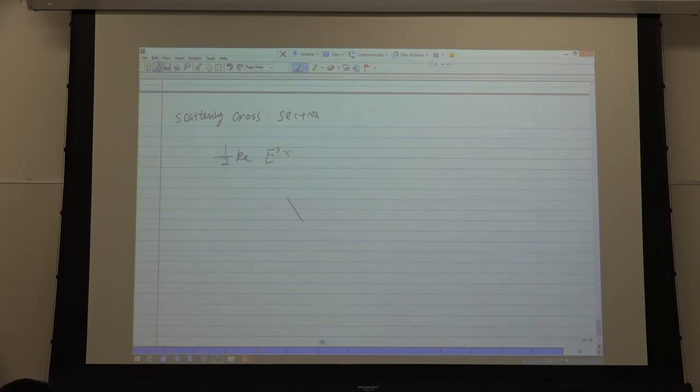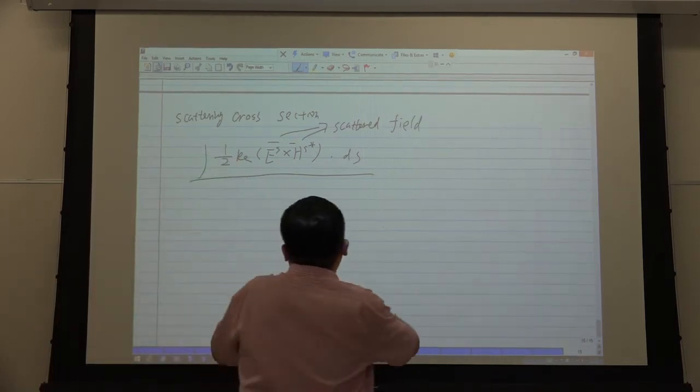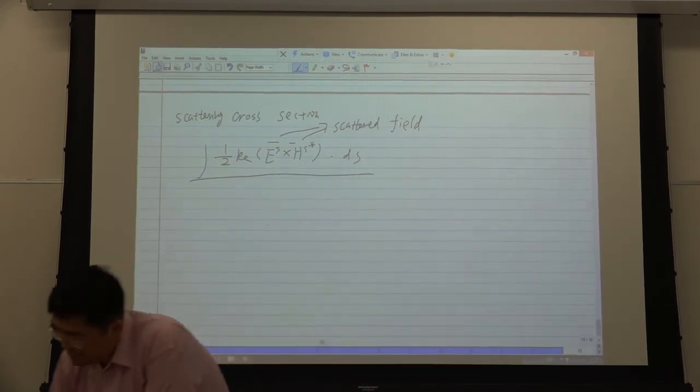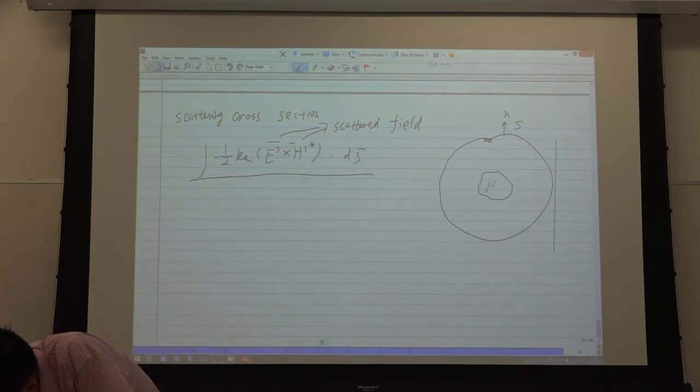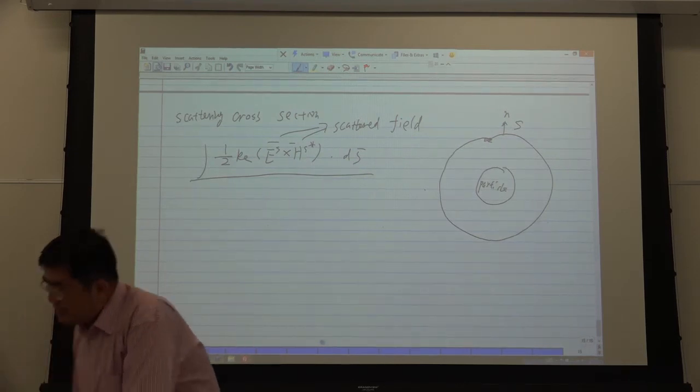The scattering cross section is one half, E_s cross H_s star, over dS. What's the meaning of that? This is the total scattered power. Remember the Poynting theorem, one half, real part, E cross H. Here E and H are the scattered field. Take a closed surface S, with normal n, around the particle. I use this to get the total scattered power.